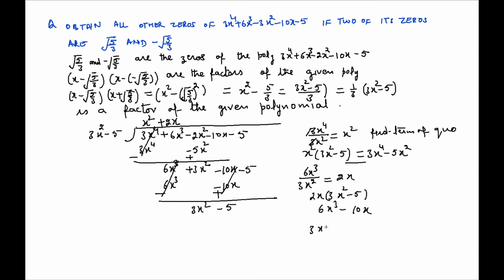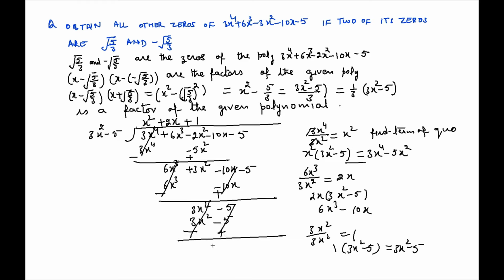Now write 3x square in the numerator and 3x square in the denominator. You will have 1 as the third term of the quotient. So write 1 here. So multiply 3x square minus 5 by 1. You will have 3x square minus 5. So write 3x square minus 5. Change the sign. Both the terms are cancelled. You will get 0 as a remainder. It means 3x square minus 5 is a factor of the given polynomial.